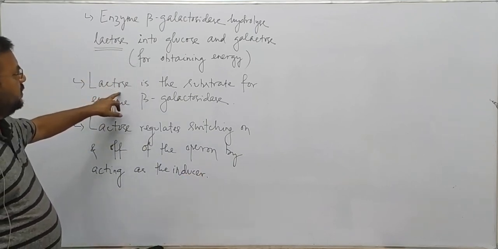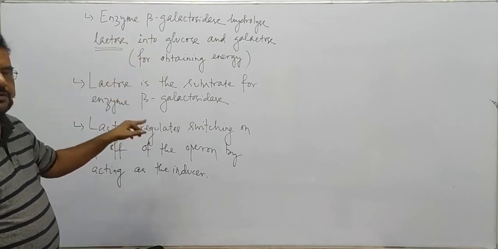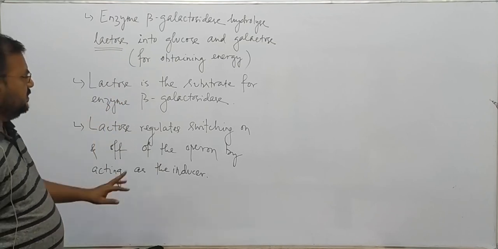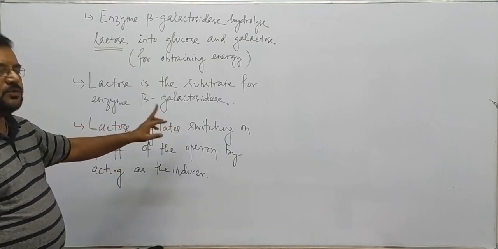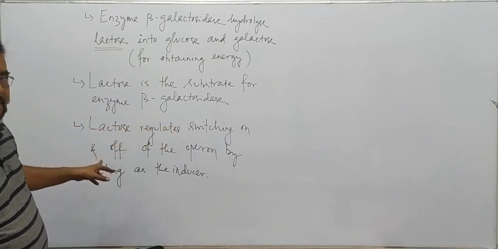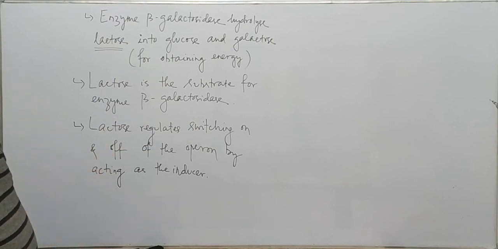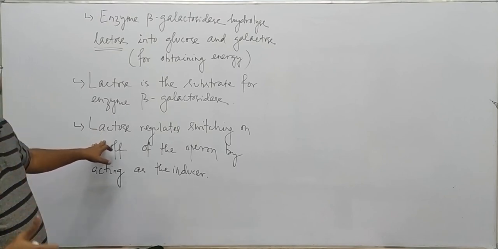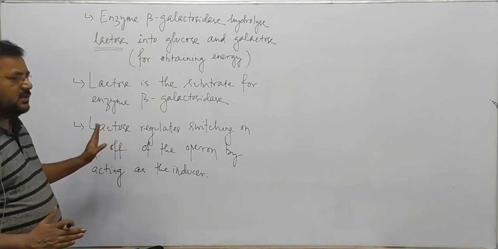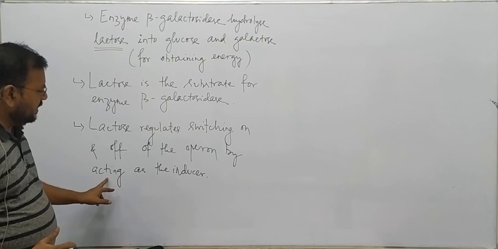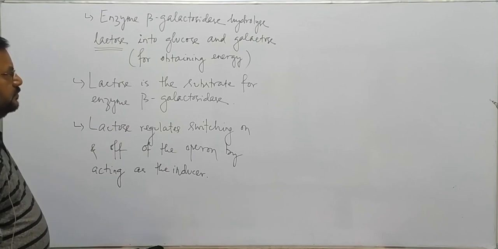Lactose, which is the substrate here for beta-galactosidase, itself regulates the lac operon. That means it regulates the operon to be switched on or switched off, because lactose here acts as the inducer. If lactose induces, then the operon will become on. If lactose is unavailable, then the operon remains switched off. So lactose regulates the switching on and off of the operon.